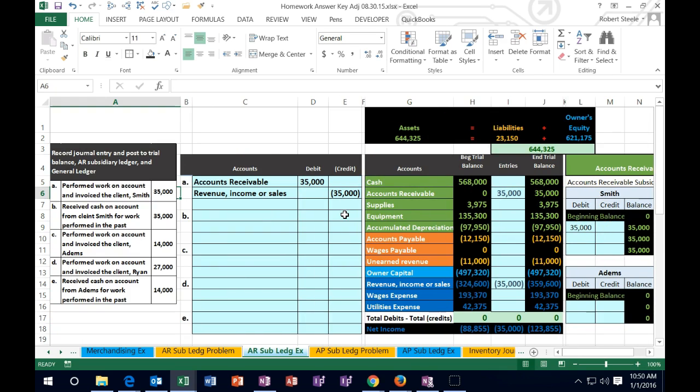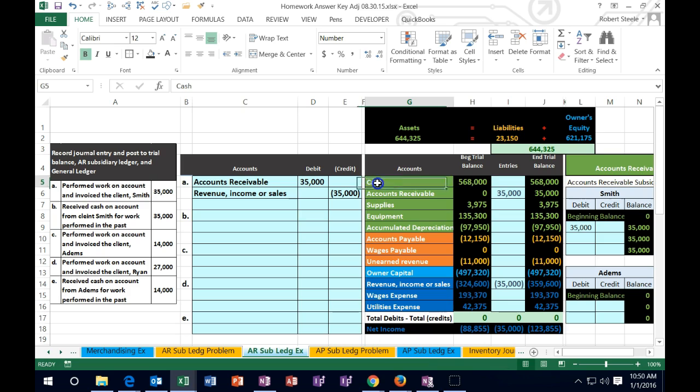All right, next transaction, we're going to scroll over here and we're going to say that we received cash on account from client Smith for work performed in the past. So now Smith paid us this $35,000. That would be the natural transaction that would happen. Hopefully sometime in the future we'd get a check in the mail.